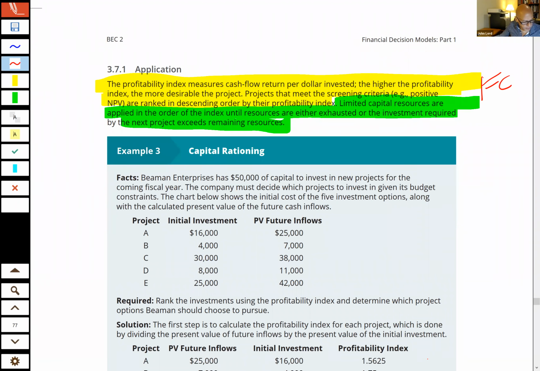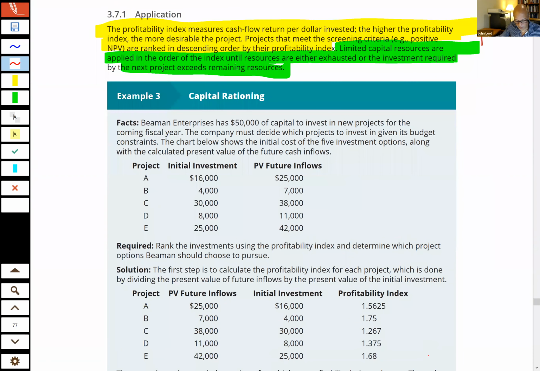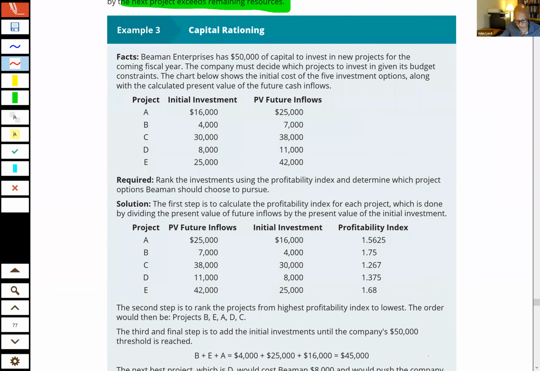So let's just look at this question. They give us the initial investment, and then they give us the present value of the future cash flows, and they're using that profitability index, so they're dividing these. And then we need to go ahead and rank these. So which one has the highest profitability index? Looks like B does. So B looks to be number 1. That's requiring an investment of 4,000. Good, not using up too much of our capital.